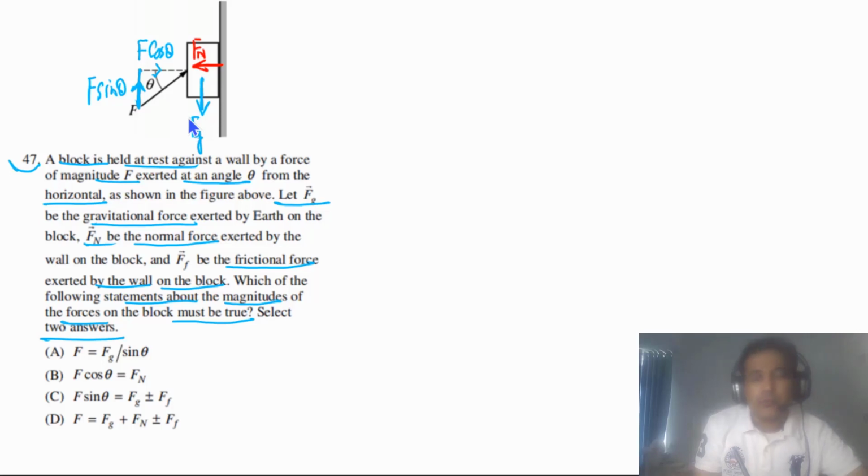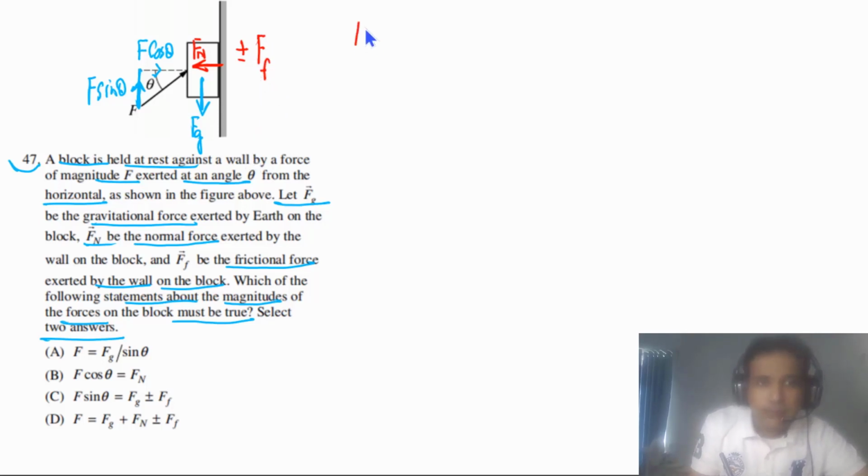And the frictional force can be upwards, or it can be downwards. If the block has a tendency to go up, the frictional force will be down. If the block has a tendency to go down, the frictional force will be up. So we can simply write that this is plus minus F.